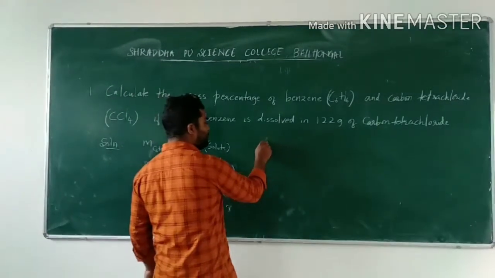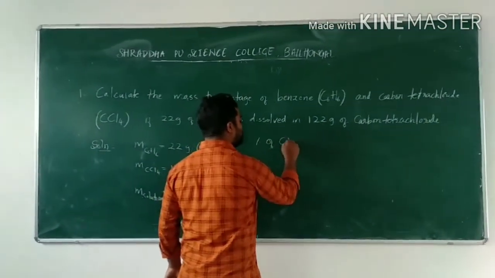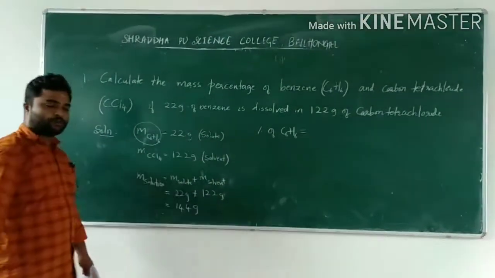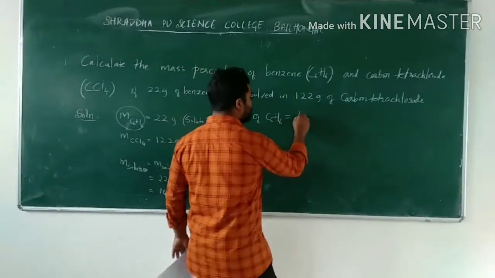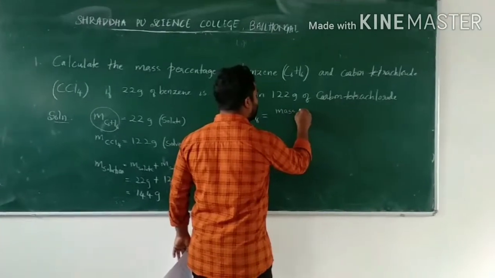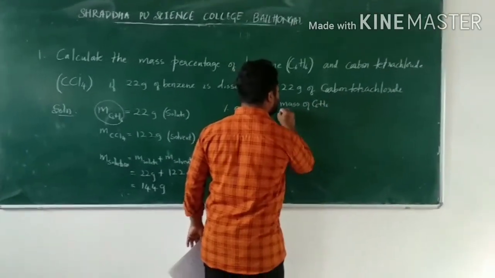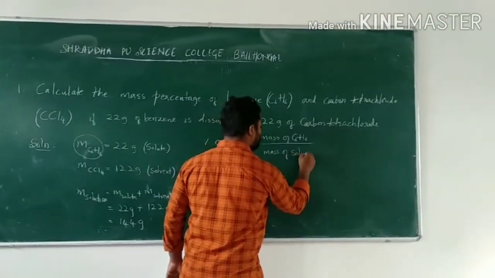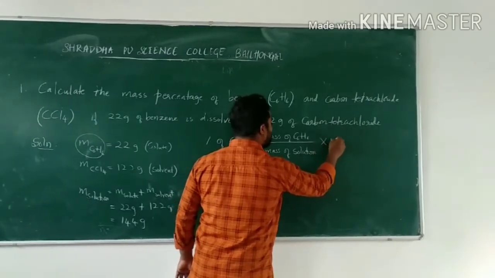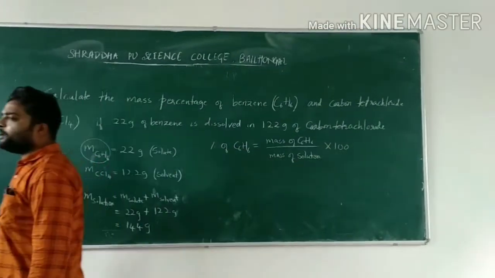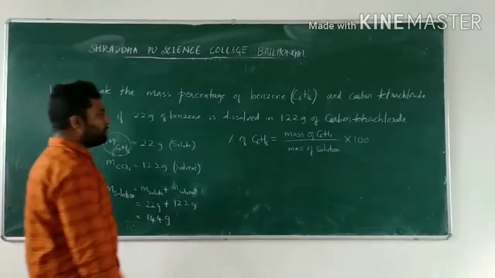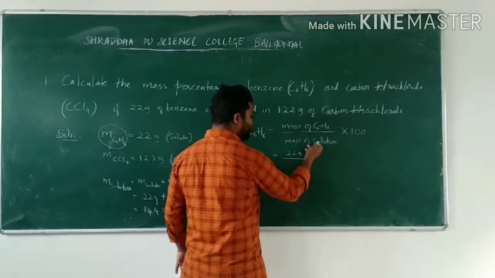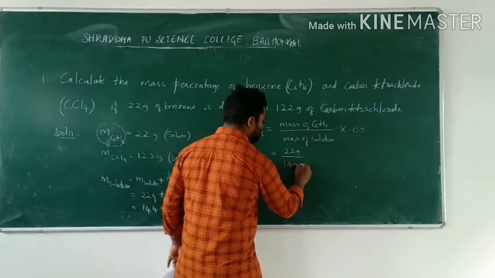Therefore percentage of C6H6, that is your benzene molecule, is equal to mass of C6H6 divided by mass of the solution. When you are doing percentage, you have to multiply by 100. So it is a straightforward question. They have given you mass of this benzene as 22 grams. Then mass of the solution is 144 grams, into 100.